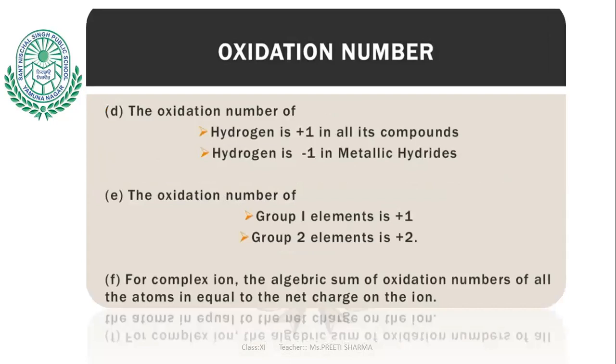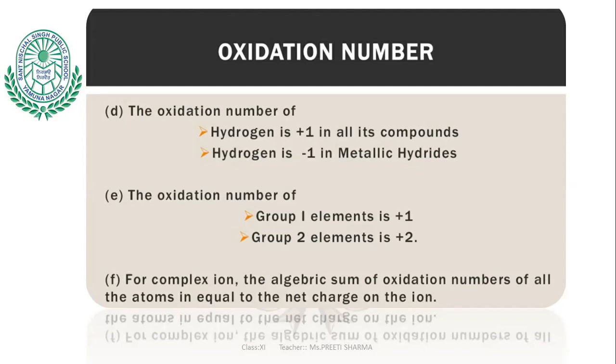Again, the oxidation number of hydrogen generally we will take as +1 in all the compounds, but -1 when it is present with some metal. For example, lithium hydride. So in lithium hydride, lithium is already a cation. So hydrogen cannot be a cation. It is always anion. So here the charge of hydrogen in lithium hydride will be -1, right? So with non-metals we will take the charge of hydrogen as +1, and with metals we will take it as -1.